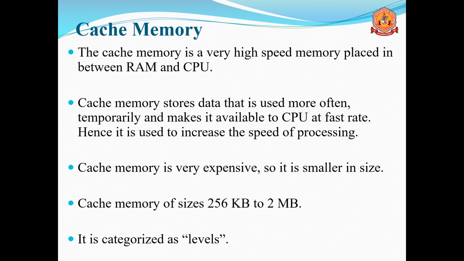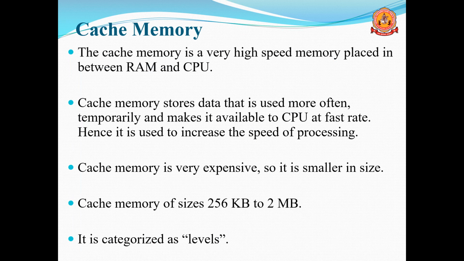Other memory devices, it is a high speed memory and it is placed between CPU and the RAM. Cache memory stores the data that is used temporarily. We can say cache memory is also temporary memory, that is, it makes the availability of the data easier to the CPU.